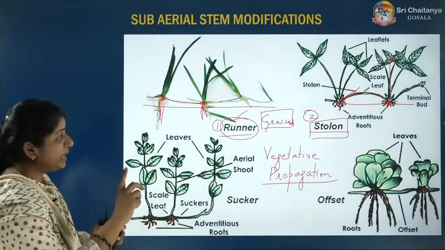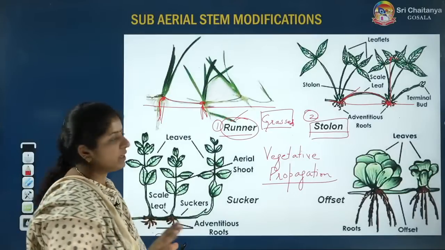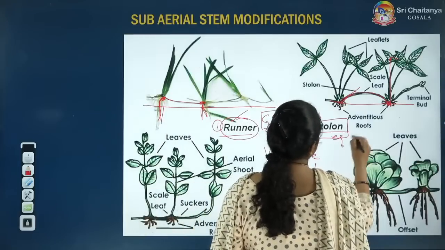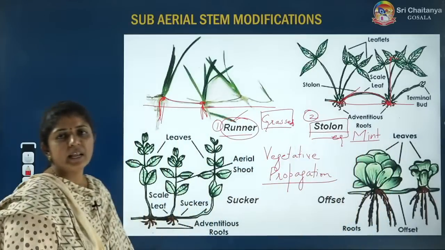Fine. And the labeling, I repeat, don't look at that. Just focus on the point I am speaking. So this is the stolon, and what is an example here? Mint is there, right? The mint plant is an example.